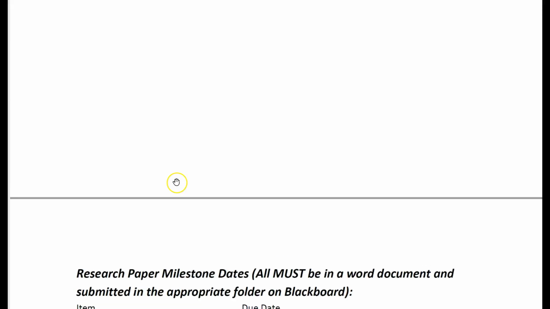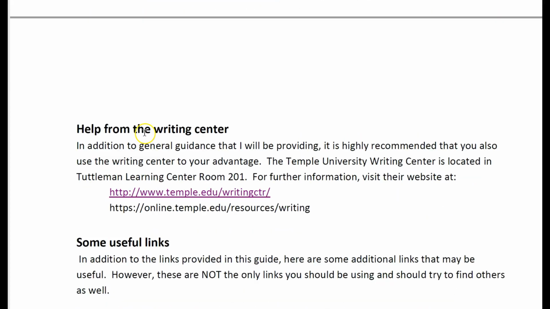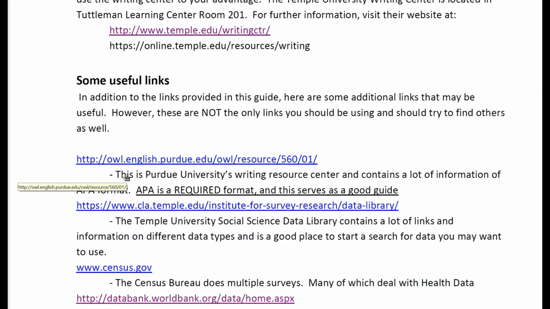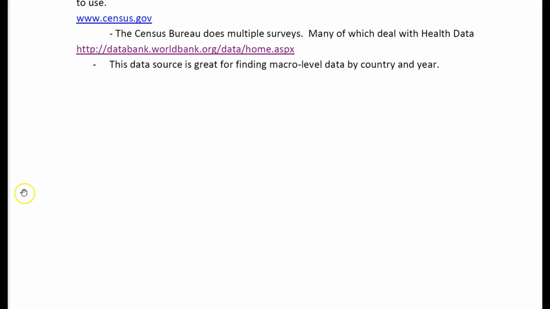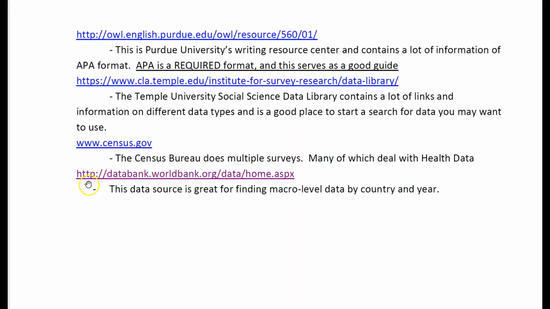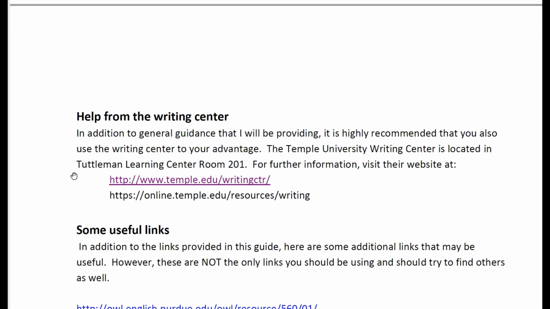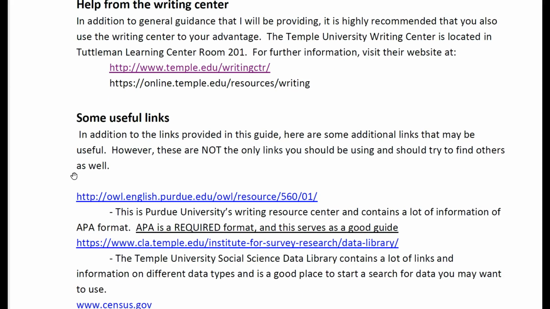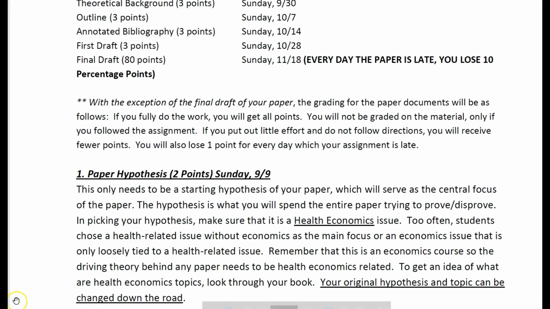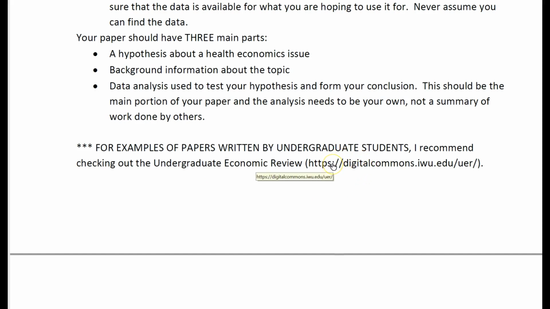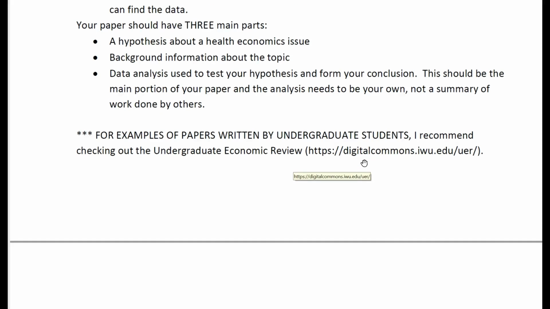The other place is, as I mentioned, where did I put that? Oh, here it is. The Undergraduate Economics Review is a good place to look just for previous papers that have been done to give you an idea.